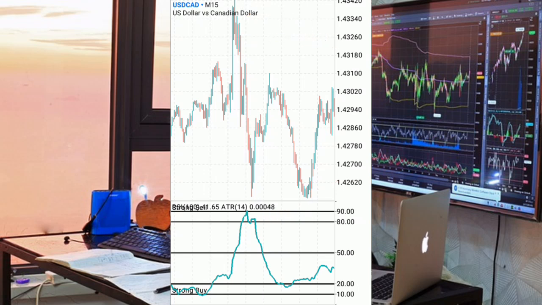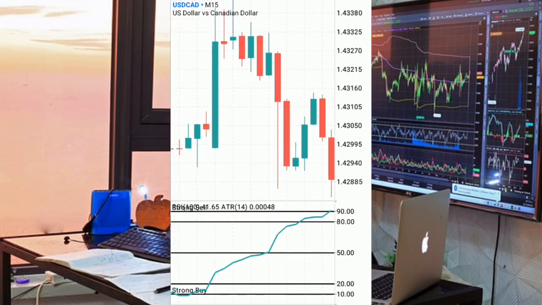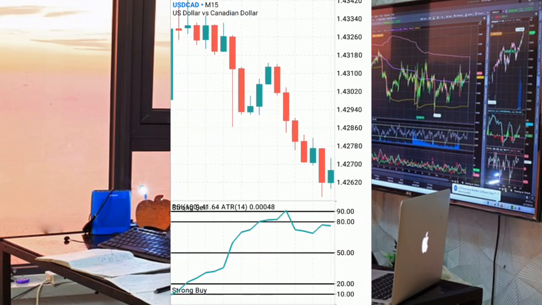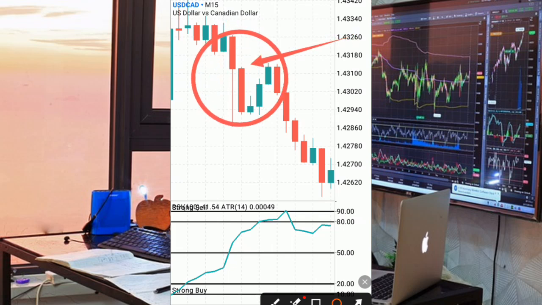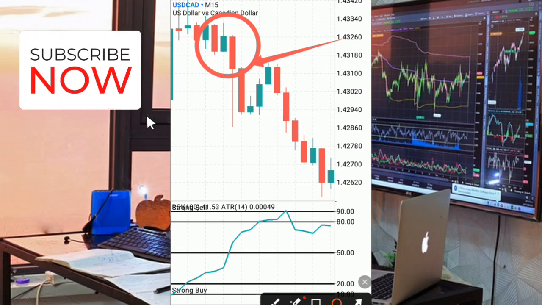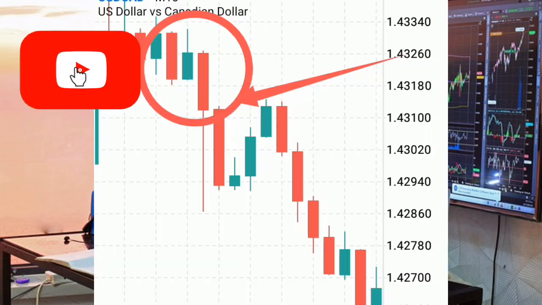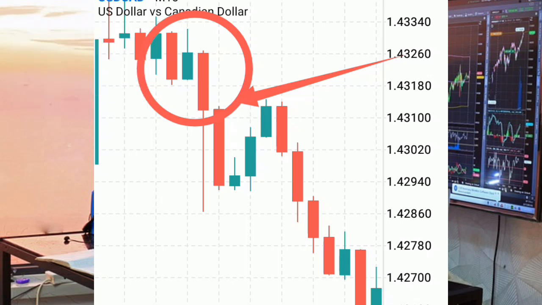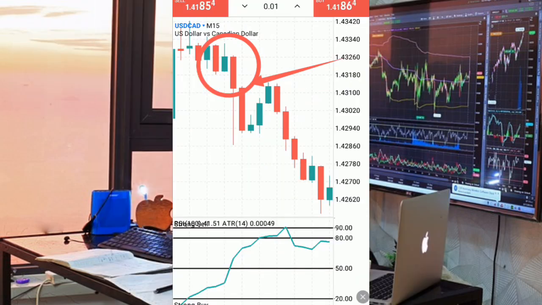Now once you see that, I'm just zooming in so that you can get a good picture. Our second confirmation will be this: I want you to look for consecutive bearish candles or a bearish engulfing candle, either way. Once you get a bearish engulfing candle after it has hit the 80 line level, the first thing we look for is price hitting the 80 line level.